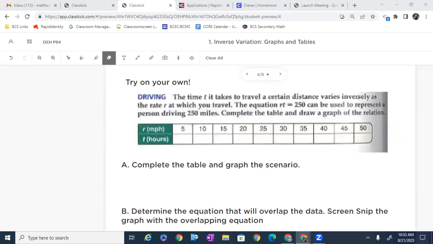Hey y'all, this is just a quick video on inverse variation graphs and tables, walking through the process so we understand it a little bit better. All right, so let's start with the problem.